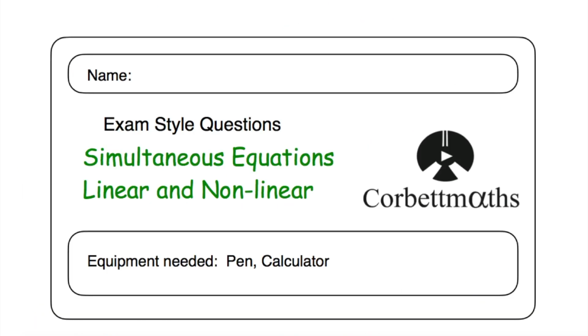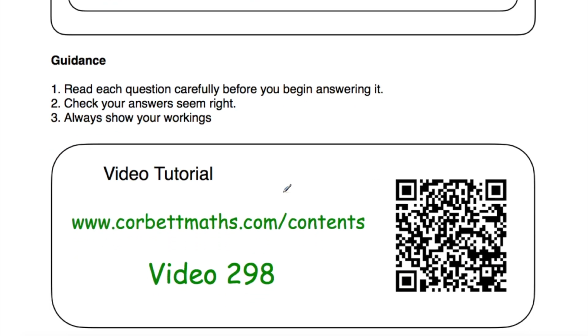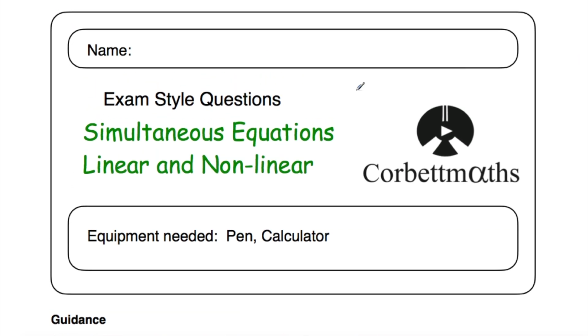And that's it. So these have been the video solutions to the simultaneous practice questions in Corbettmaths, and they're the ones with linear and non-linear simultaneous equations, so a bit harder than the easier simultaneous equations. If you need any extra help on this topic, if you go to Corbettmaths and scroll down to video number 298, there's a dedicated video tutorial on this topic. Alternatively, scan this QR code.